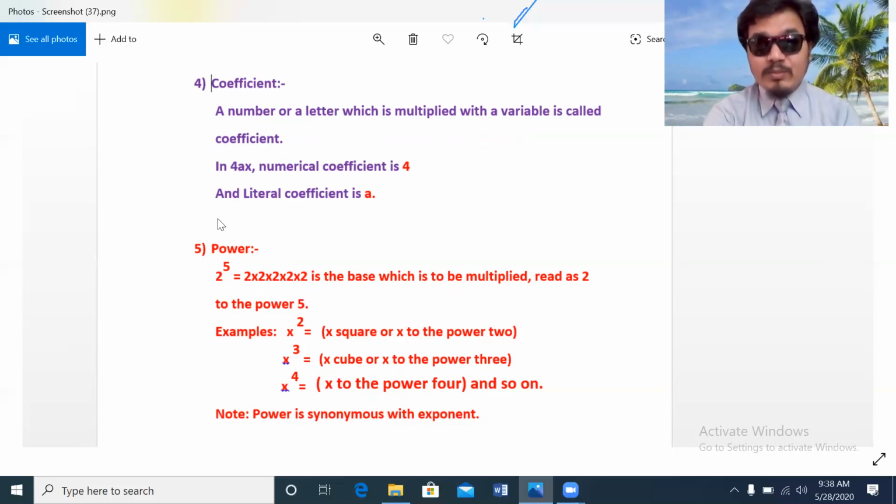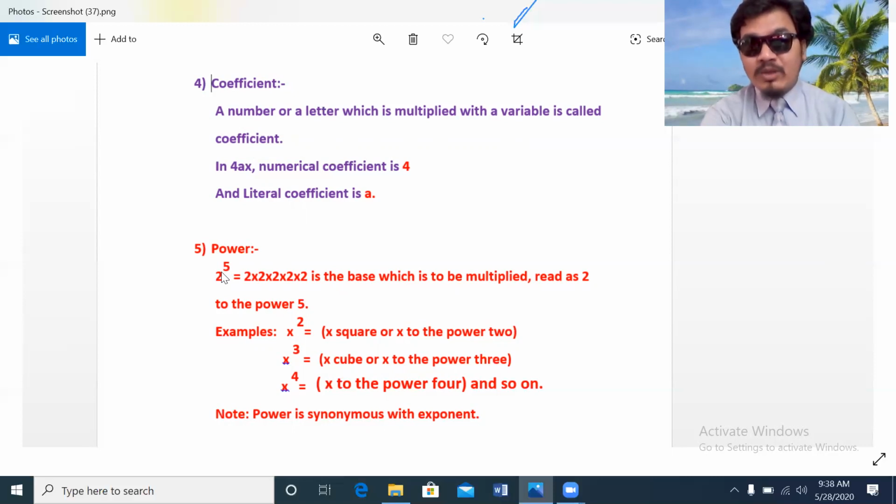Now let's move to the next point which comes frequently in algebra, power. What is the meaning of power? See here, this word also comes frequently in algebra. Look, here is 2, and on the head of 2, on the top, there is 5 written. This 2 is the base and this 5 is the power. I'm repeating, 2 is the base, 5 is the power.